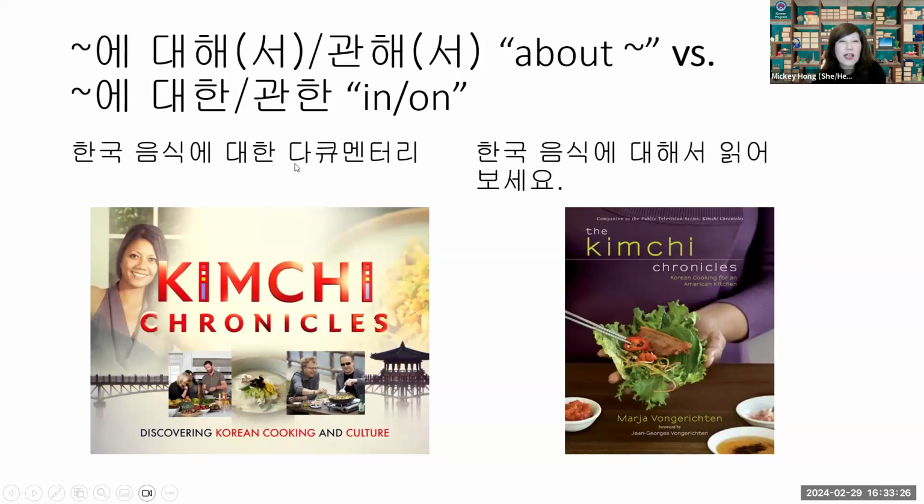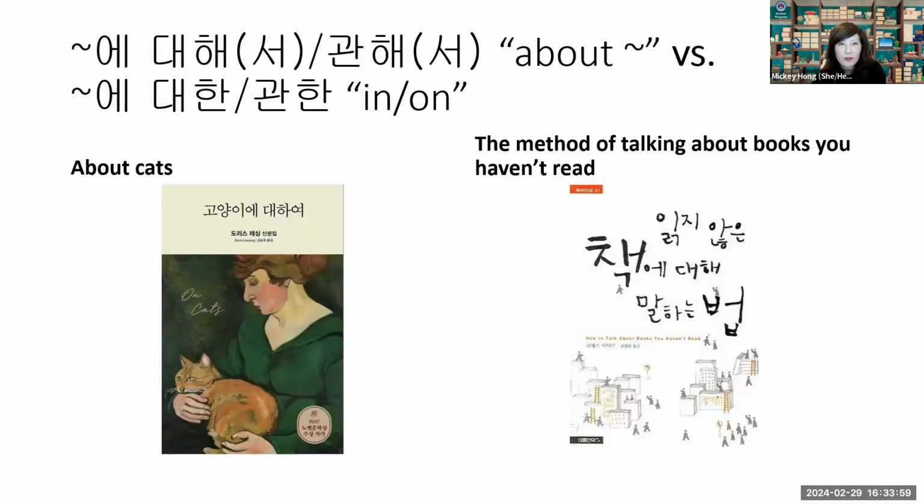한국 음식에 대한 다큐멘터리. So this is what the documentary is about. It's a documentary about Korean food. That's why it's 대한 or 관한. 한국 음식에 대해서 읽어보세요. Please read about something, Korean food. That's why here 대해서. Doing something about it is 대해서, 관해서. Something about something is 대한, 관한.